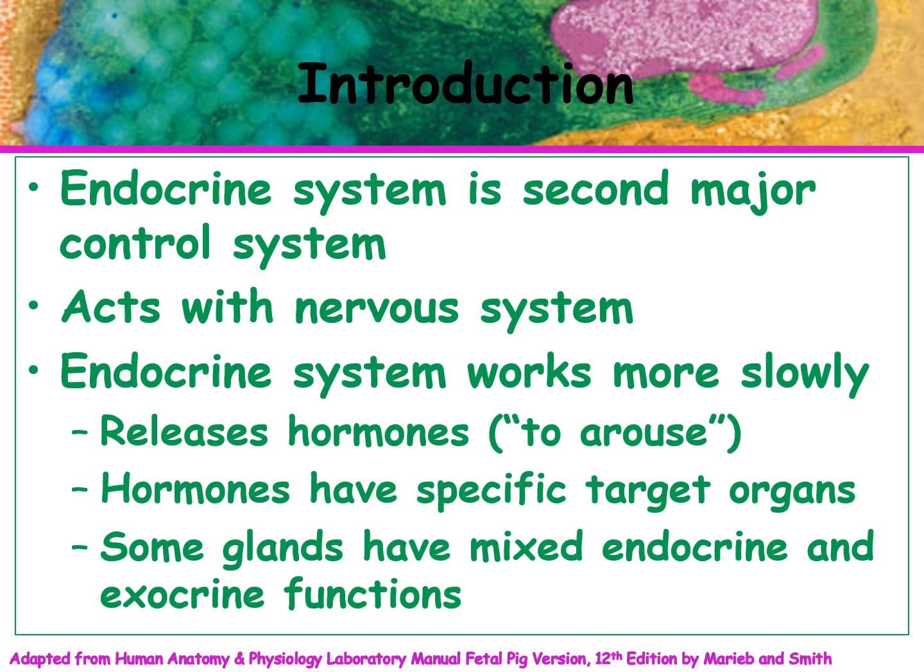The endocrine system is the second major control system of our body, and it acts in conjunction with our nervous system. The endocrine system produces a series of hormones that bind to specific receptors and cause a specific action. Some of our glands are mixed endocrine exocrine glands, and the hypothalamus is what we call a neuroendocrine gland because it combines the functions of the nervous system with the endocrine system in order to perform its functions.